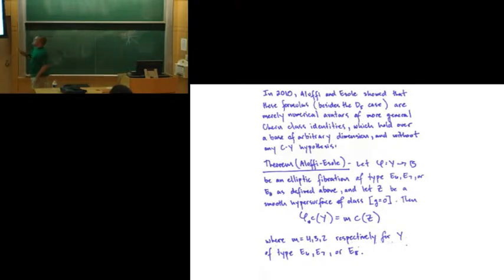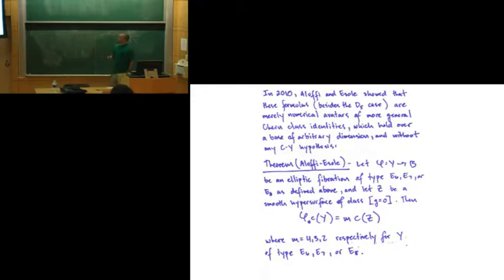Then the push forward of the Chern class of Y is equal to m, an integer multiple of the Chern class of the divisor Z in the base, where m equals 4, 3, and 2, respectively, for Y of type E6, E7, and E8. And so not only does this theorem encode the different formulas for Euler characteristics of the E6, E7, and E8 fibrations, they work over a base of arbitrary dimension and without any Calabi-Yau hypothesis as well.